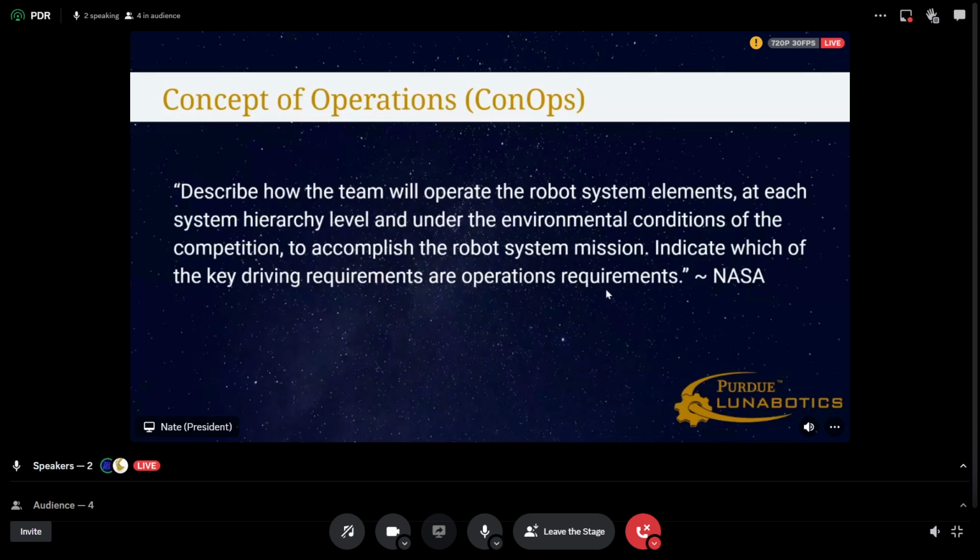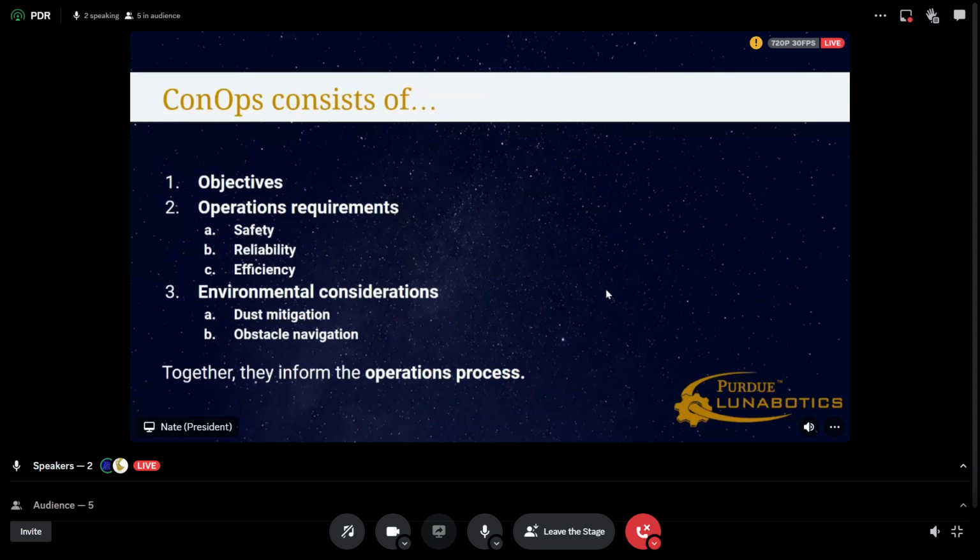So one of our deliverables we need to prepare for NASA is our concept of operations, which describes how the team operates the robot system elements in terms of all the hierarchies of our full robot system, keeping in mind the environmental conditions of the competition in order to accomplish the mission. The concept of operations is primarily broken down into 3 sections. The first one is objectives, which you'll see on the next slide.